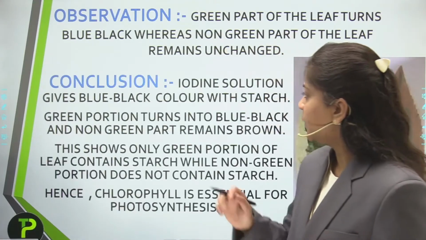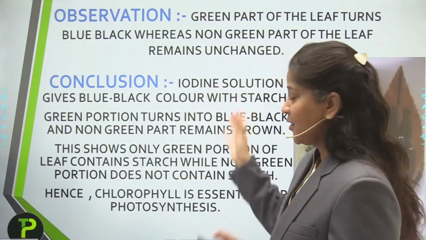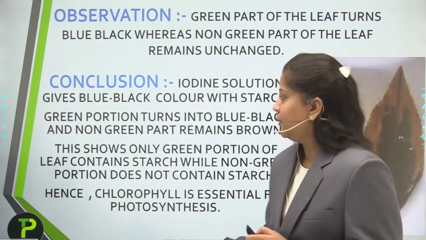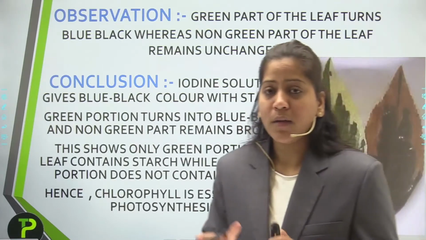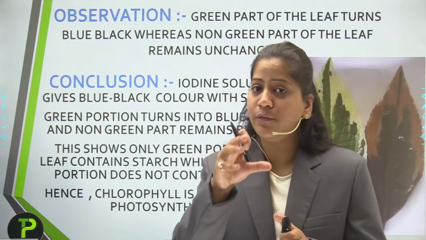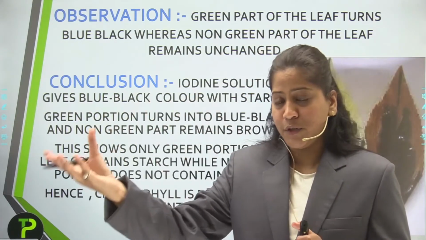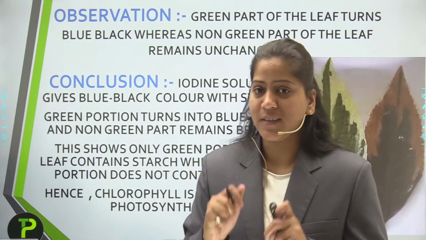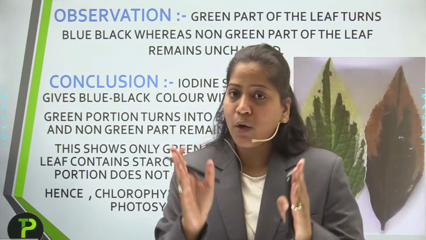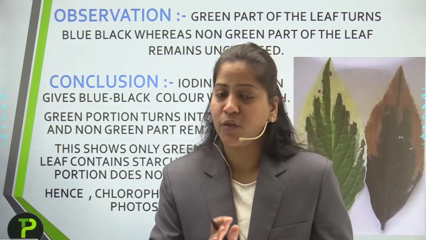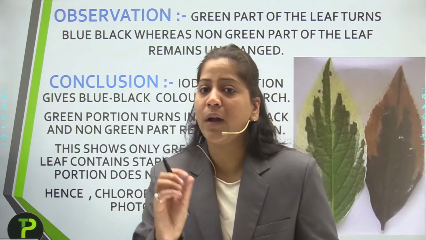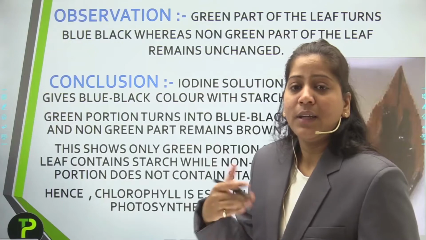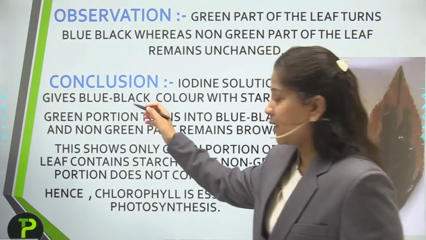Now what we have concluded from this experiment or this activity is that iodine solution gives blue black color with starch, because that green part of leaf which we have placed in sunlight does photosynthesis and made food, which is starch. Only the green part of leaf contains starch and gives blue black color on iodine solution. So it is clear that iodine solution gives blue black color with starch. It is concluded from this.